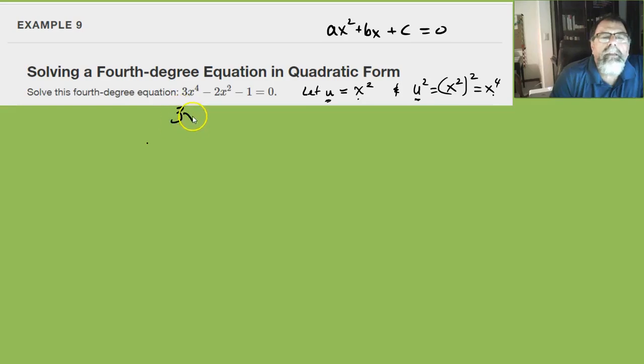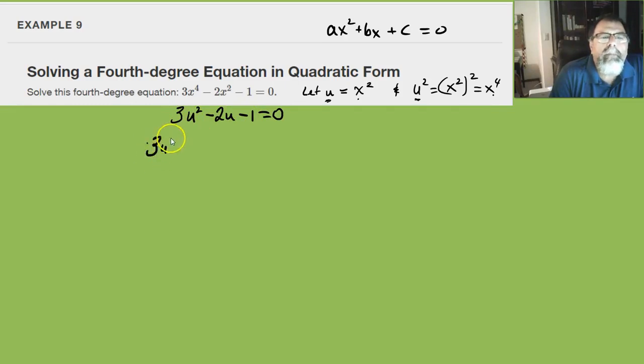So we have 3, we're substituting. So 3u squared minus 2u minus 1 equals 0. And then we have this quadratic form, but u instead of x. So now we're going to solve this. So you can factor this one. Factors of 3, this subtract to 2.